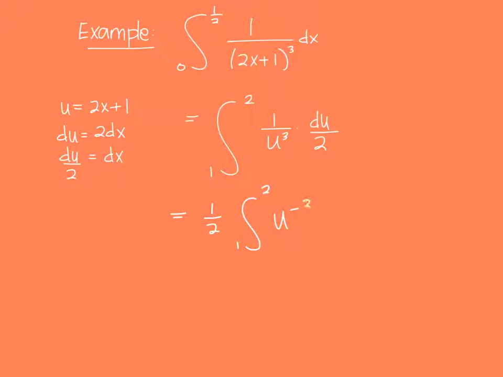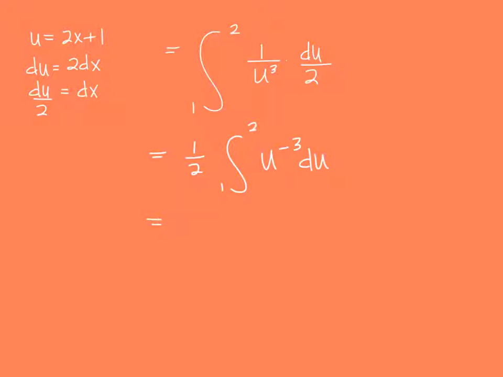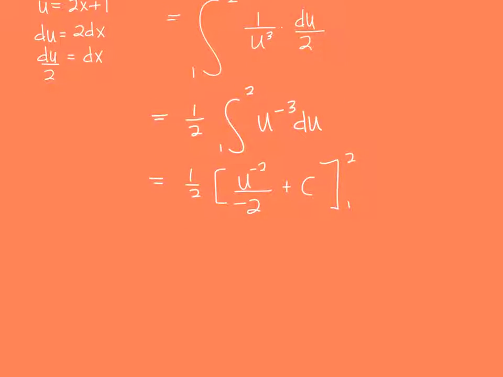I like to rewrite my u as u to the -3. I make fewer mistakes when I change it to a negative exponent. That's just me personally. If you don't have to do that, you don't need to, but I usually make fewer mistakes when I do. So then my new antiderivative is u to the negative 2 divided by the new power of negative 2 plus the constant, going from bounds that are going from 1 to 2. Because I've changed my bounds, I don't have to change back to the variable x. I can stay in the variable u.